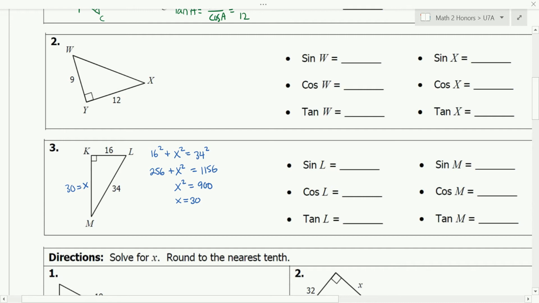Okay, so we have our 3 side lengths, and then we want to find sine, cosine, tangent. So that's when you got to draw a similar triangle, just scaled down. And so angle M matches here. Angle L is going to match right here. So we're going to focus on angle L first. Why don't you finish it? Find the sine and cosine and tangent of angles L and M.